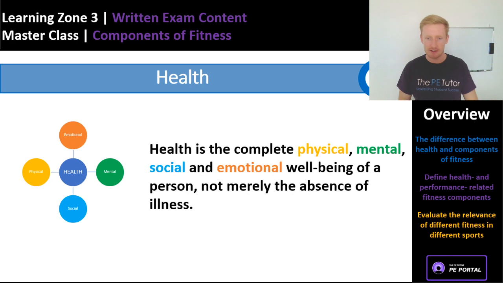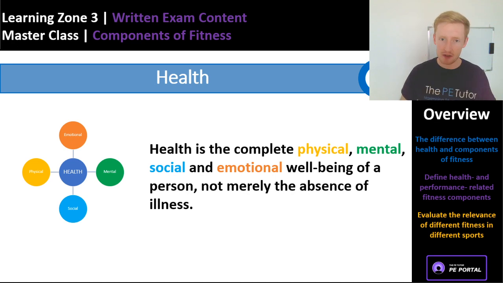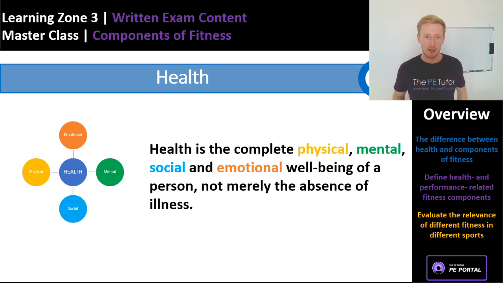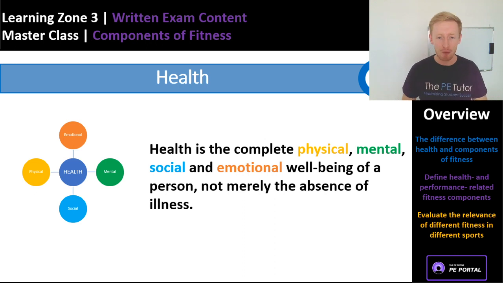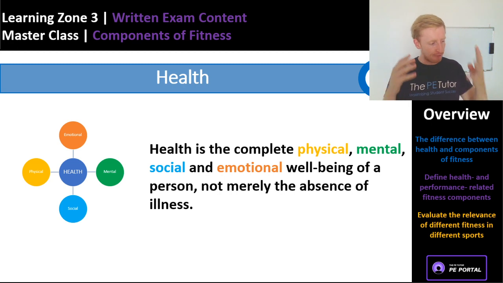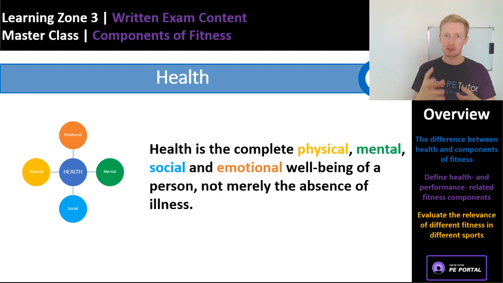Health is, and this is the definition that you need, so if you are taking notes, this is what you'll have: health is the complete physical, mental, social, and emotional well-being of a person. It's not just the absence of illness. So we've got these 4 dimensions of health: physical, emotional, mental, social.